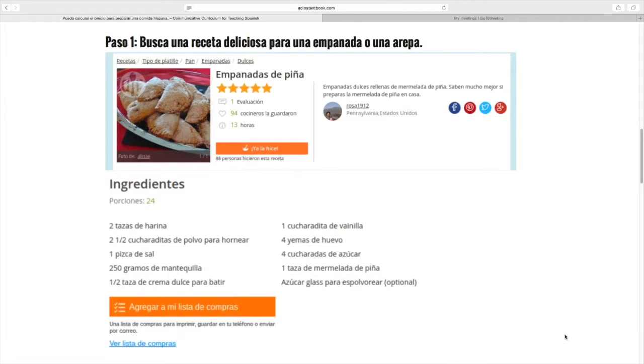I like the sweet stuff, so this was good for me. And it's got the different ingredients. It's got a review. It tells how long these are going to take. It's got things like how many servings there are. And again, all the different ingredients.